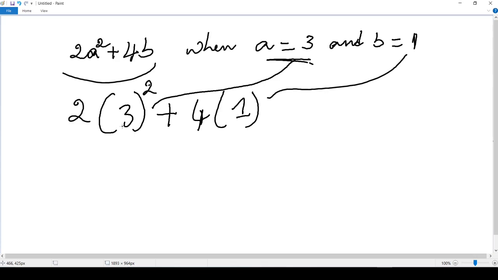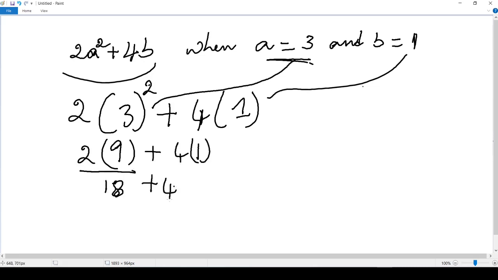I don't have any more variables, so I perform my operations. Powers first, right? So 3 squared is 9. So I have 2 times 9 plus 4 times 1. 2 times 9 is 18, plus 4. 4 times 1 is 4. And 18 plus 4 is 22. So evaluating this expression when a is 3 and b is 1 will give me 22.